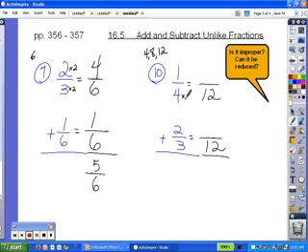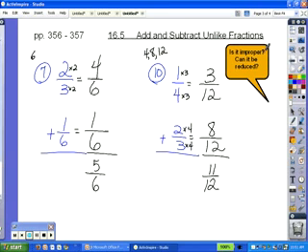Now we have to write the like fractions. 4 times 3 is 12. 1 times 3 is 3. 3 times 4 is 12. 2 times 4 is 8. Now we're ready to add these like fractions. 3/12 plus 8/12 would give us 11/12.